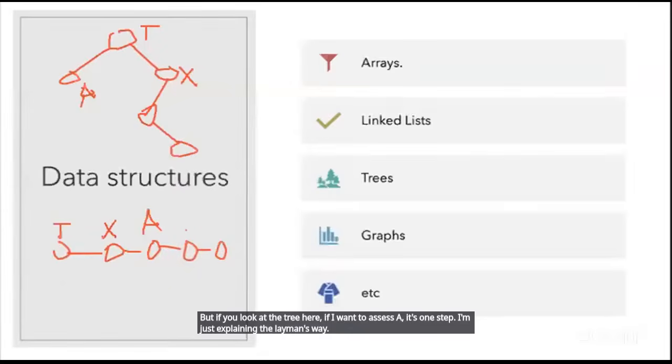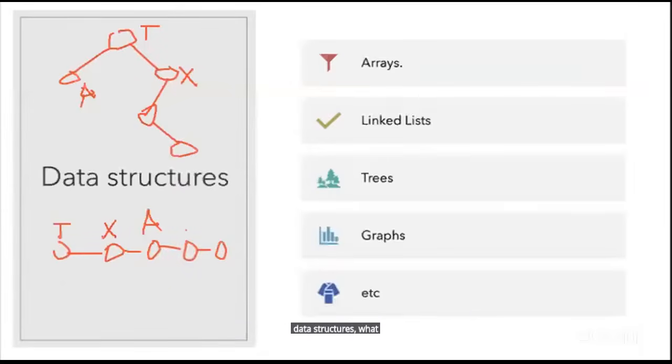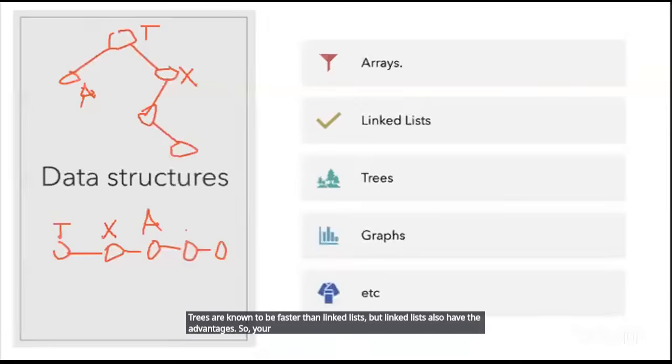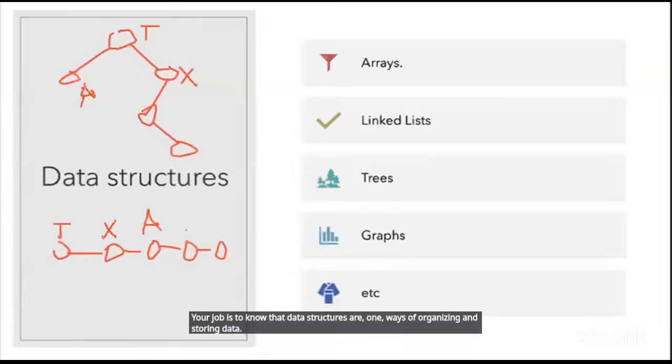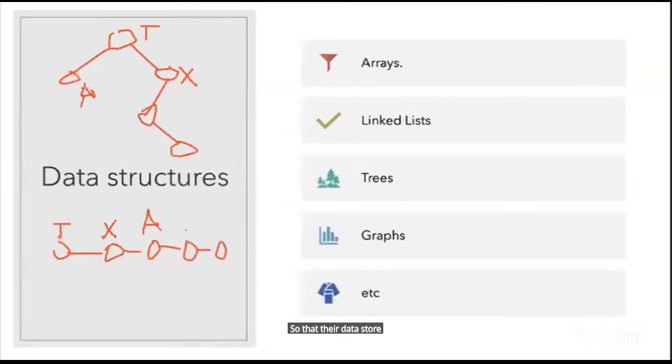Data structures help to quicken our operations, depending on the kind of operation you are doing. Trees are known to be faster than linked lists, but linked lists also have their advantages. So your job is not to go and study trees. Your job is not to go and study linked lists. Your job is to know that data structures are ways of organizing and storing data, so that data stored can be accessed and modified efficiently, faster. That's all. That's what you need to know here.